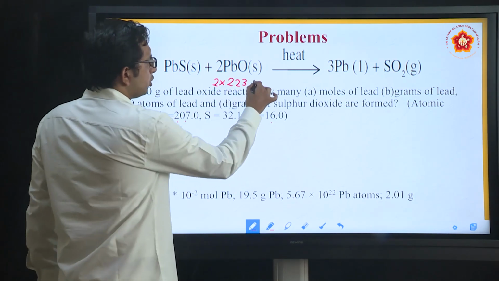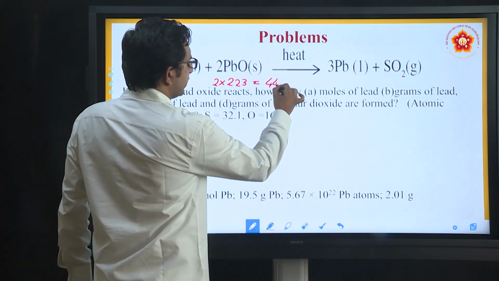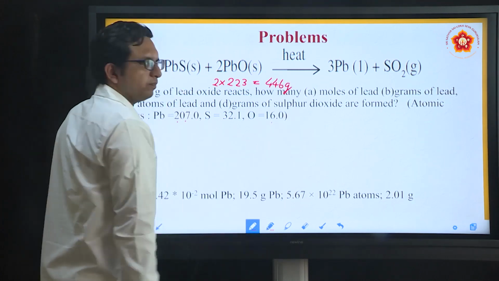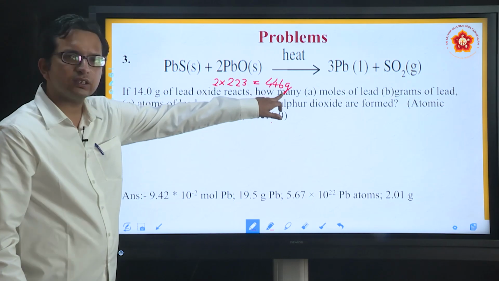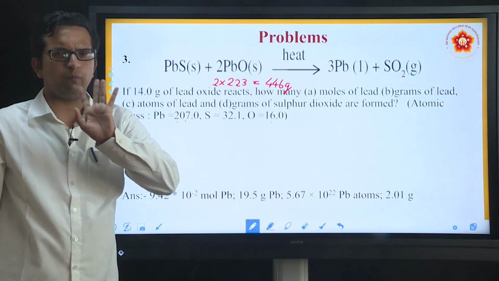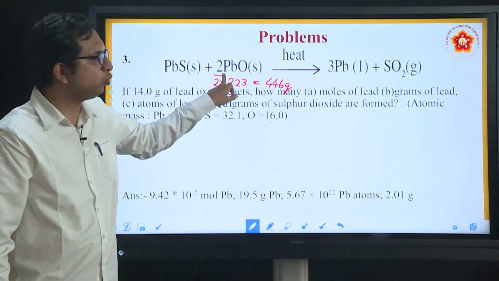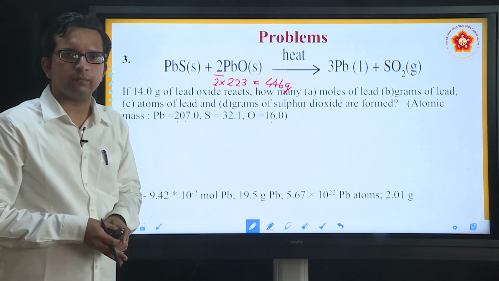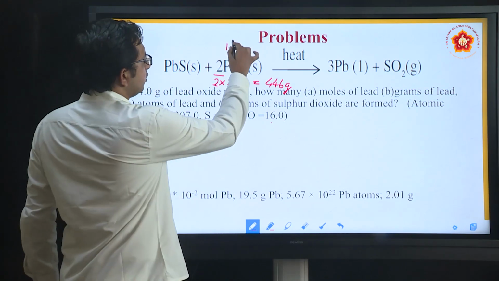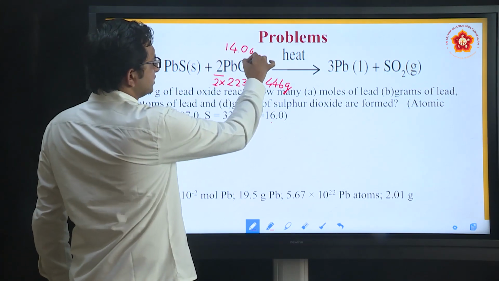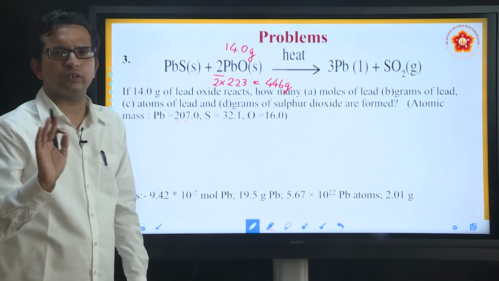So this is the overall mass that we have. I can write it as 446 gram, which means that if it was 446 gram, then I could have called it 1 mole, or in this case 2 moles, because in total 2 moles are taken. But how many grams am I taking there? I am just taking 14 grams in this case. So I am not taking the entire 446 grams.